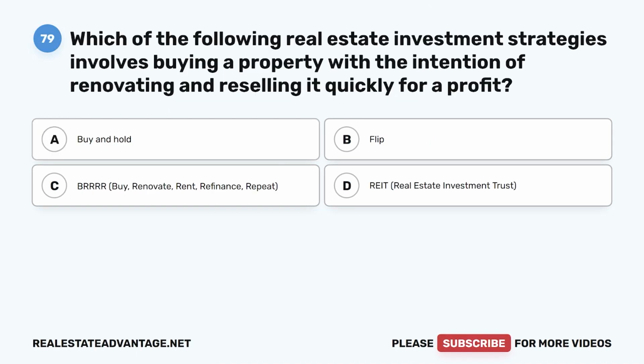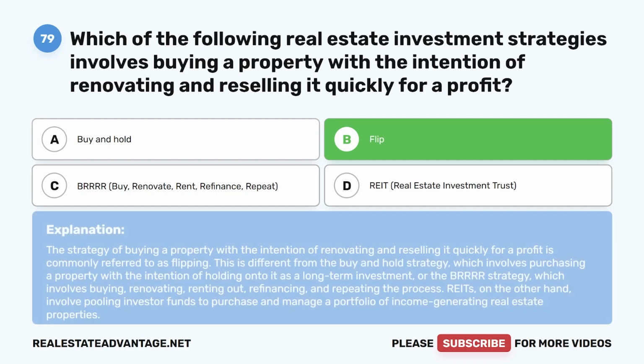Question 79. Which of the following real estate investment strategies involves buying a property with the intention of renovating and reselling it quickly for a profit? A. Buy and hold. B. Flip. C. BRRRR. Buy, renovate, rent, refinance, repeat. D. REIT. Real Estate Investment Trust. The correct answer is B.